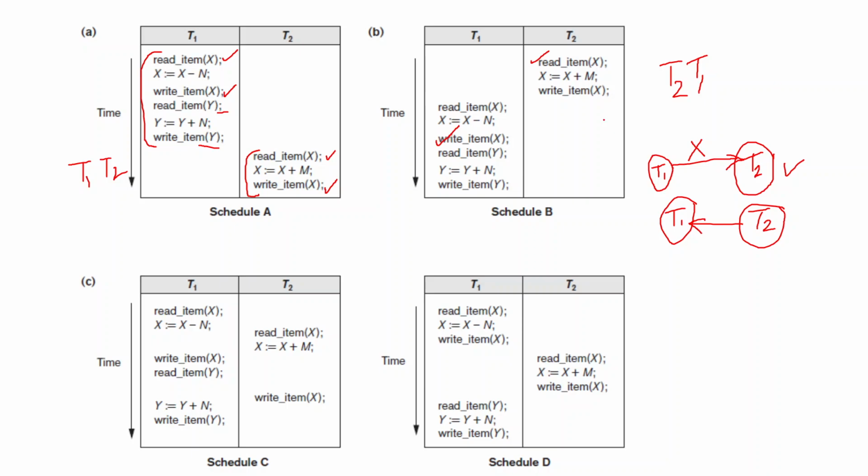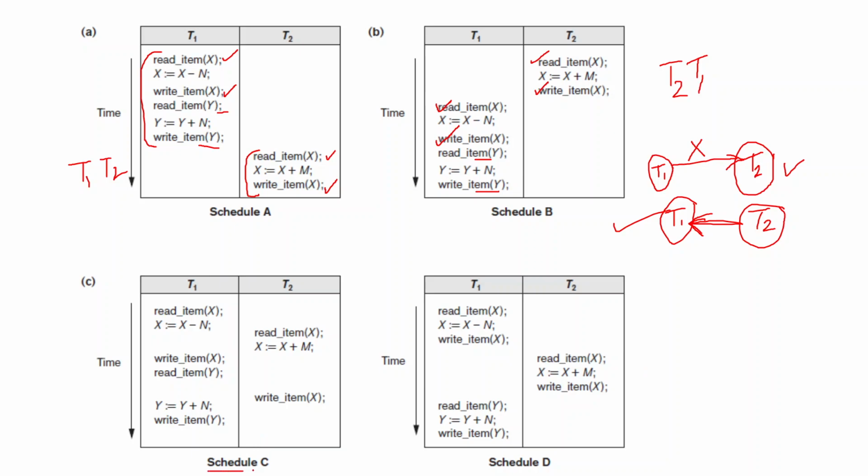Okay, next we have got a write item here and we have got a read item. These two are conflicting. Again, it is T2 to T1. That is how the edge is there. So again, if you look at this, for read item Y and write item Y, there is no conflicting operation here. So this is our precedence graph. And since there is no cycle, this is a serializable schedule.